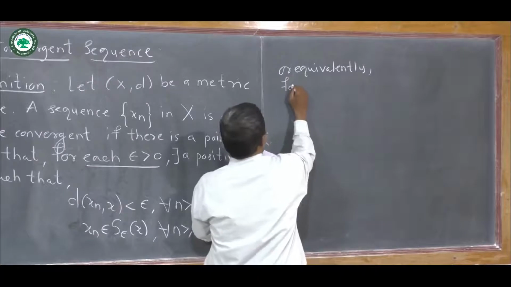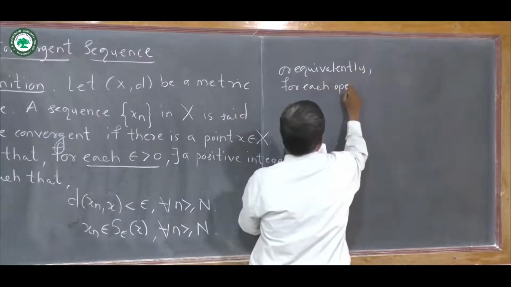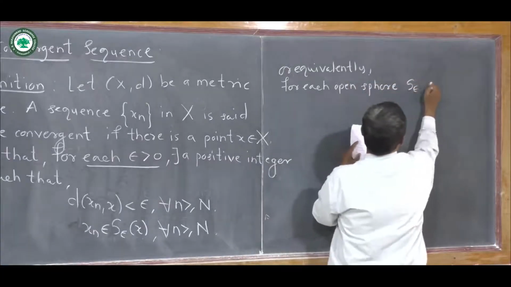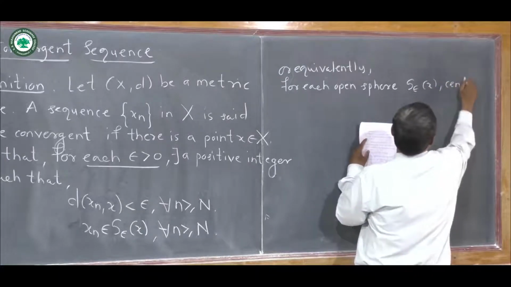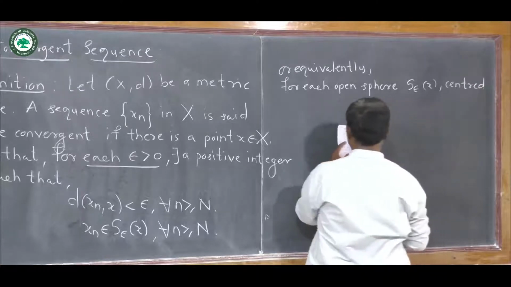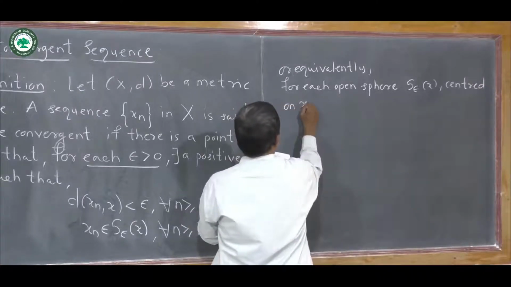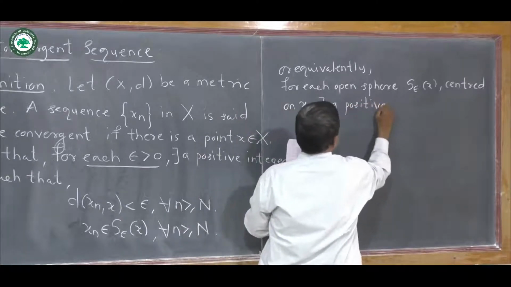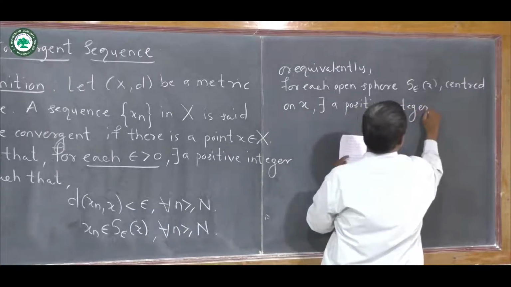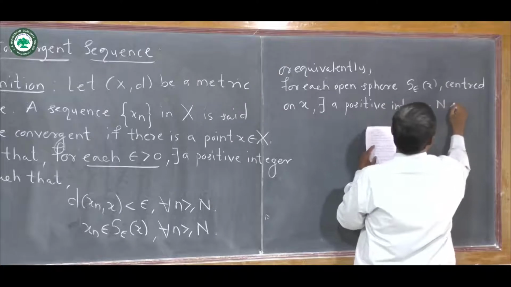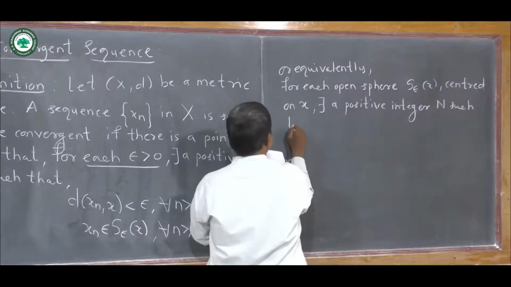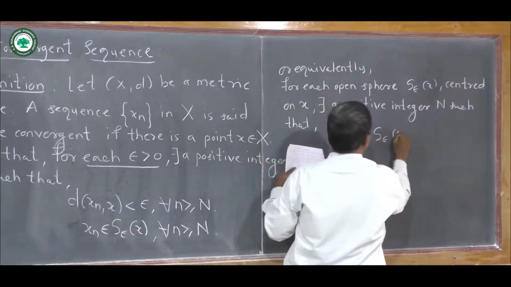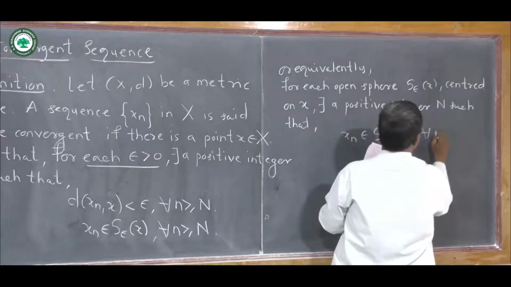Equivalently, for each open sphere S epsilon of x, the open sphere centered on x, there exists a positive integer capital N such that xn belongs to S epsilon of x for all n greater than or equal to N.